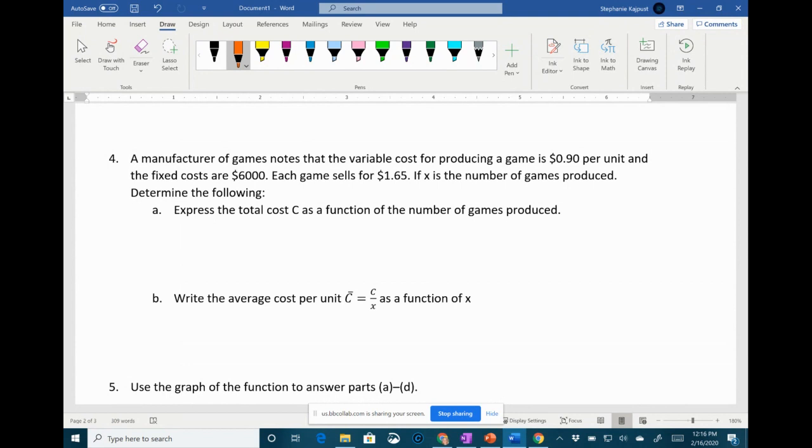For part B, it says to write the average cost per unit, which is C over X. You're basically taking the total and dividing it by the number of units. So when you're writing that as a function of X, you're going to have C of X, and then you're going to have your equation on the right where you only have X's in it. So that means you need to take whatever you have for part A and plug that in for C so that you have an equation that's just in X. So those are the 2 questions that I usually get.